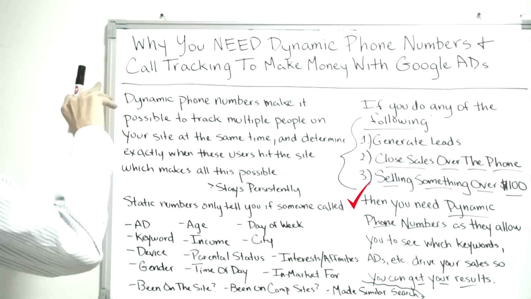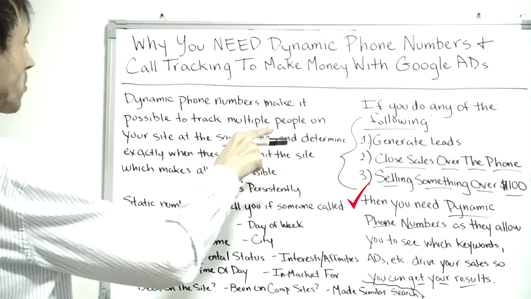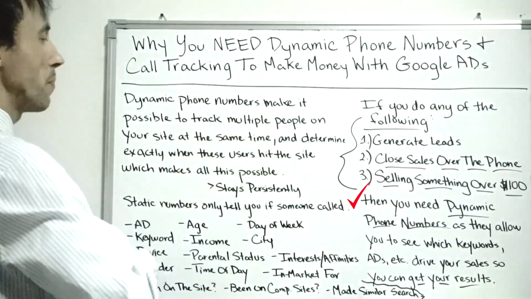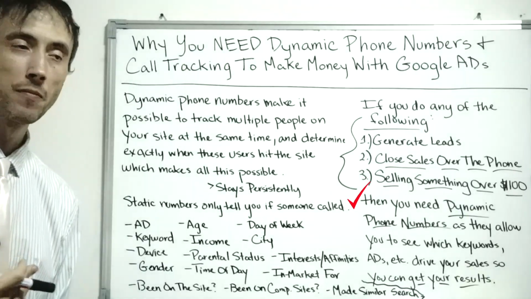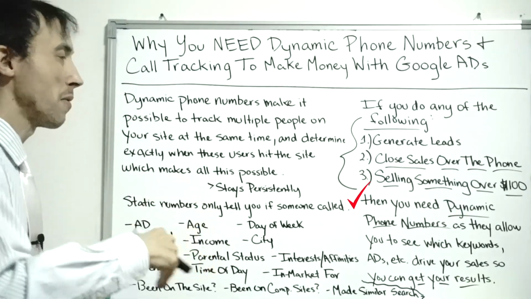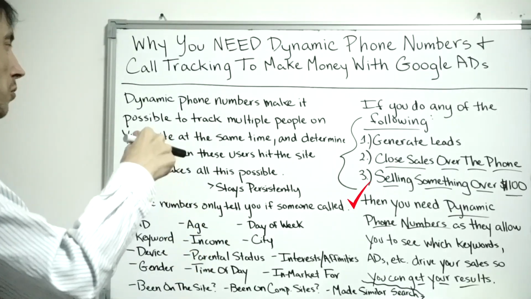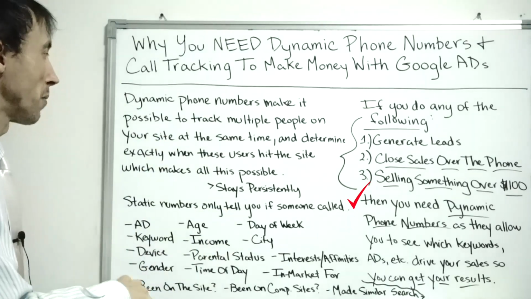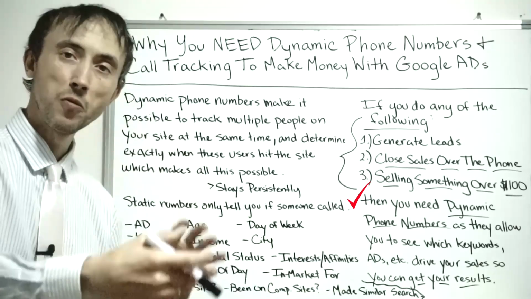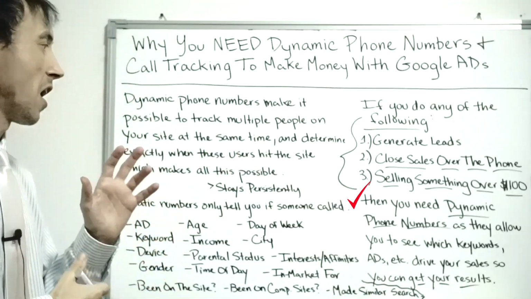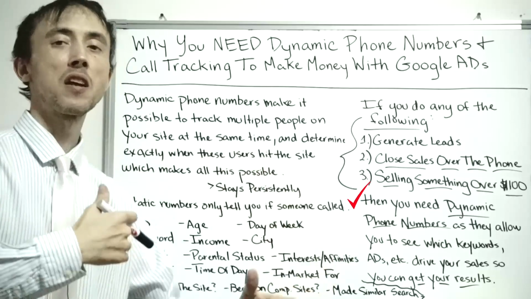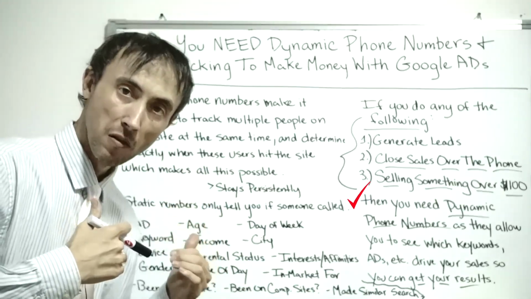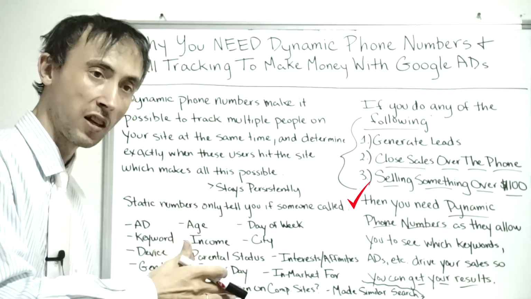But with that said, dynamic phone numbers make it possible to track multiple people on your site at the same time, as well as determine exactly when users hit the site, which makes it possible to tell which ads drove your sales, what keywords drove the sales that you were getting, assuming that the phone was some part of the journey from starting the process of clicking the ad and then eventually buying.